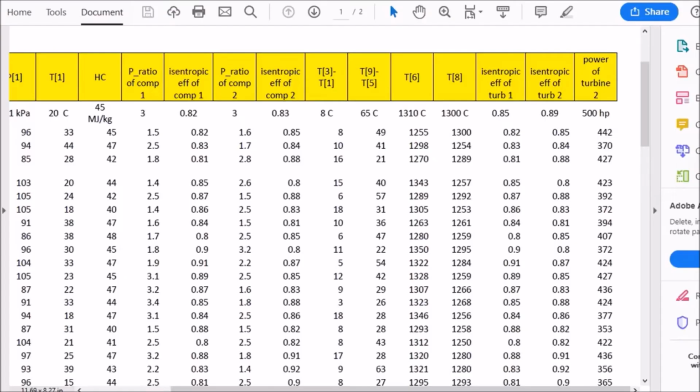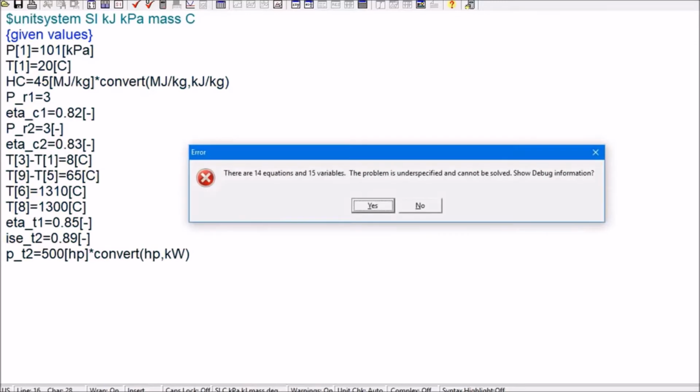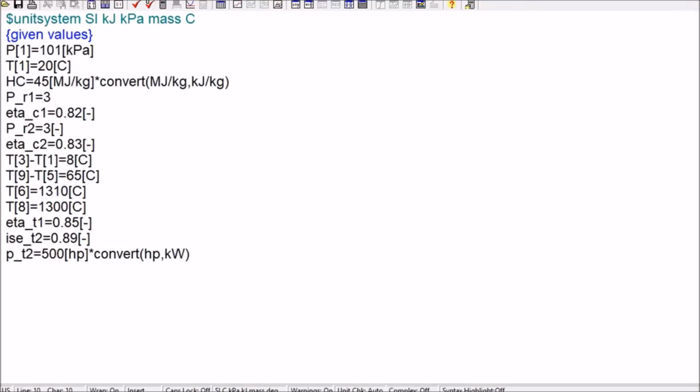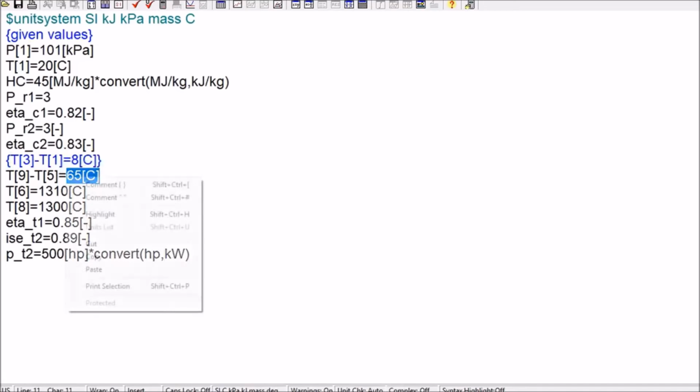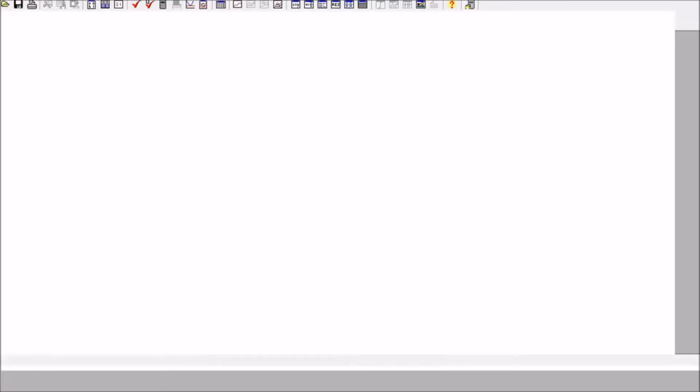0.85, and the isentropic efficiency of turbine 2 is 0.89, and the power of turbine 2 is 500 HP, and we should convert HP into kilowatts. Let's see if it works. We have some unknowns. One equation is missing, so instead of T3 minus T1 we can comment this one out, because we have unknowns here. So yes, everything works, and we also have this table of arrays.